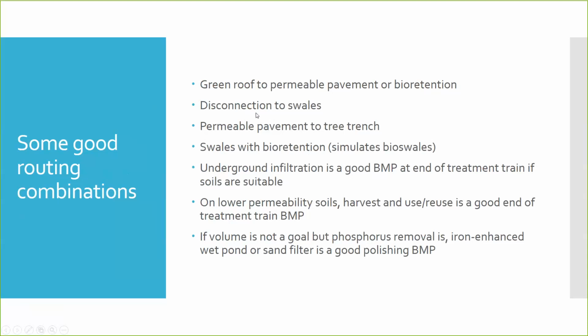Underground infiltration is a good BMP at the end of the treatment train if the soils are suitable, as they were in the example that I showed. On lower permeable soils, harvest and use is a good end of treatment BMP because you can spread your water out over larger acreages if you have those acreages. For example, in the example with the ball field, we could have spread that water out over the 3-acre ball field. If volume is not a goal, but phosphorus removal is, iron-enhanced wet ponds or sand filters is a good polishing BMP.